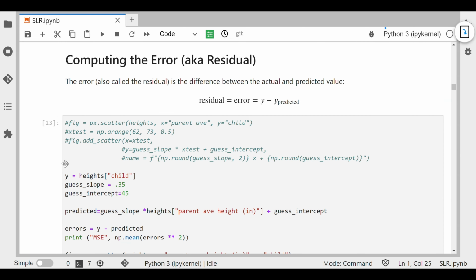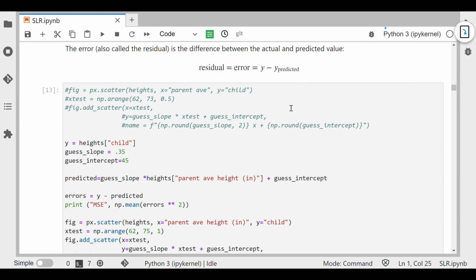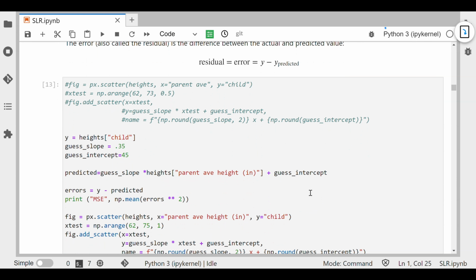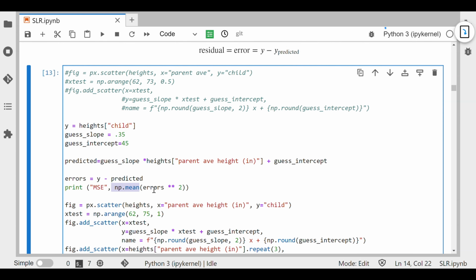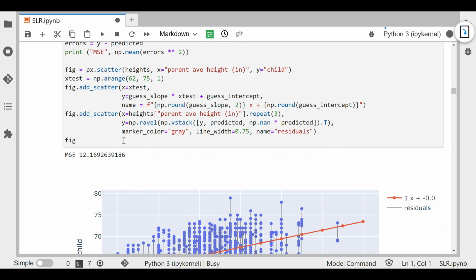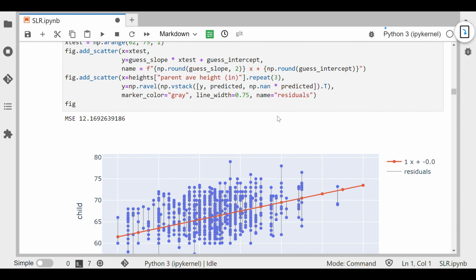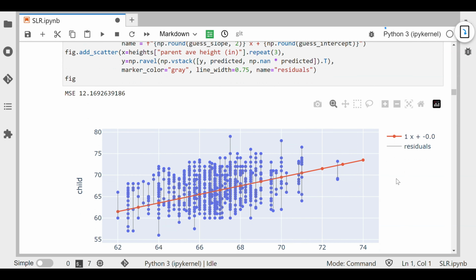We're going to calculate our residual, which is the difference between the actual value and your predicted, and then calculate the mean squared error. That is literally taking the mean of those errors squared. And I'm doing it just for a random slope and intercept. So let's say I just take a line that has slope 1 and intercept negative 0.5. That gives me a mean squared error of 12.16. And so you can visually see that fit.